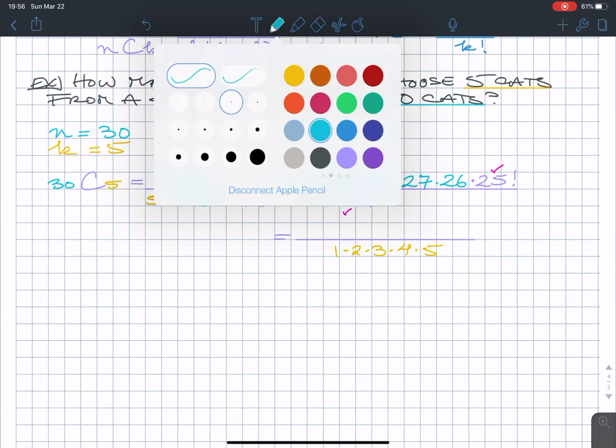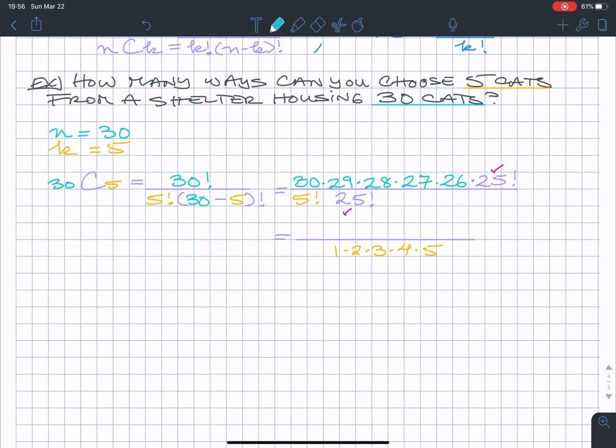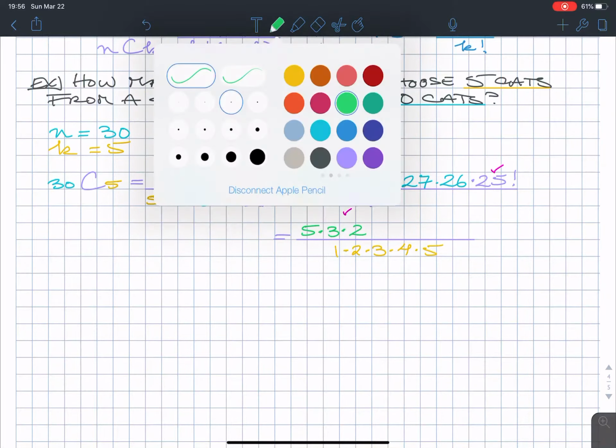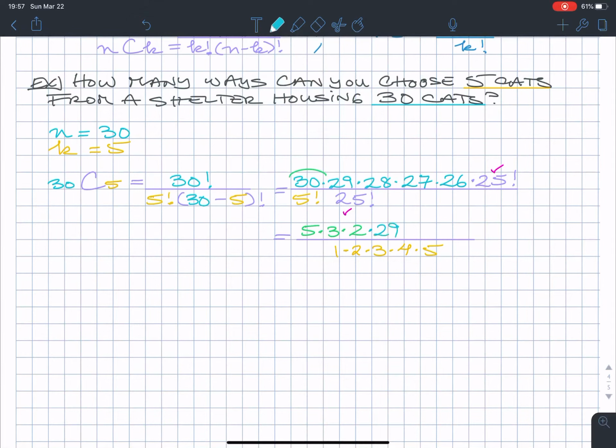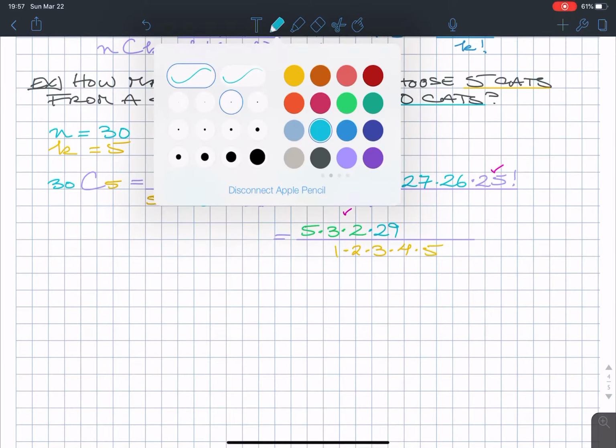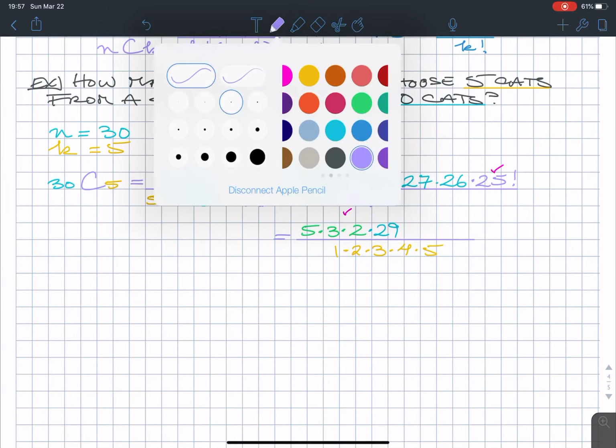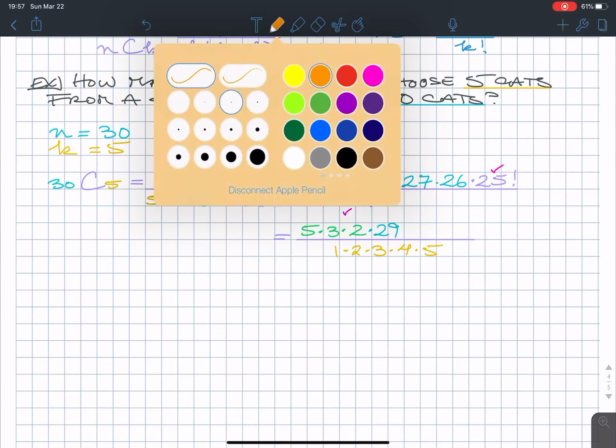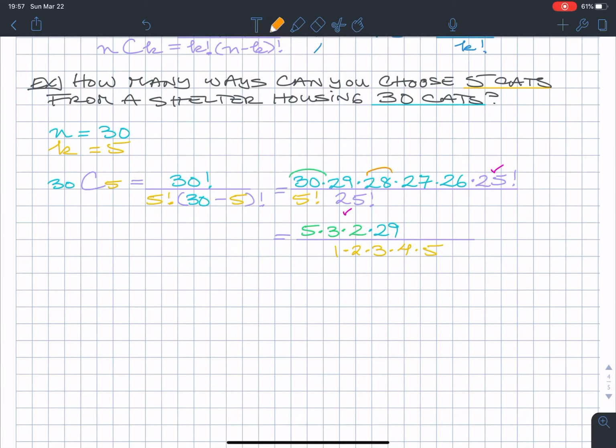So what can I do with 30? Does 30 have a 2 and a 5 in it? Well, yeah, 30, let me color code, 30 can be written as 5 times 6, and 6 can be written as 3 times 2. Okay, then 29 just comes along for the ride. There's nothing I can do there. He's prime. So what have I gotten rid of so far? A 3, a 5, and a 2. I just need a 4. Is 28 divisible by 4? Let me use a color I haven't used yet. How about orange? Does 4 go into 28? Maybe 7 times?